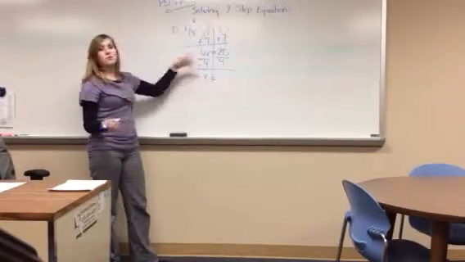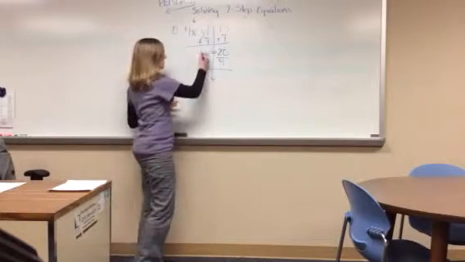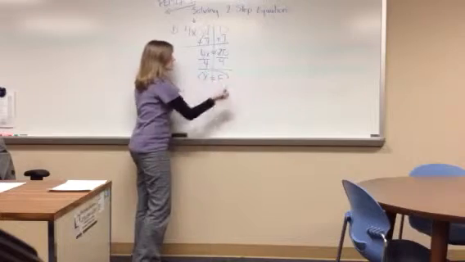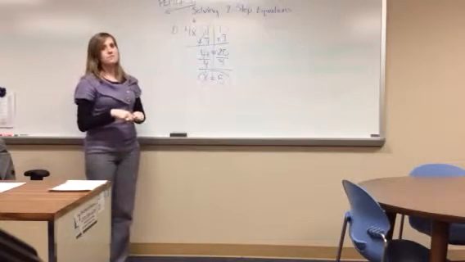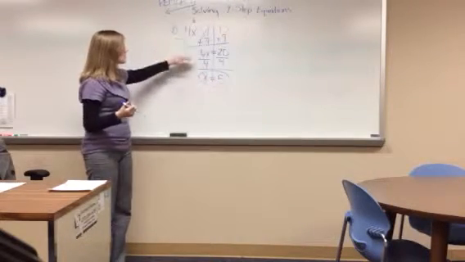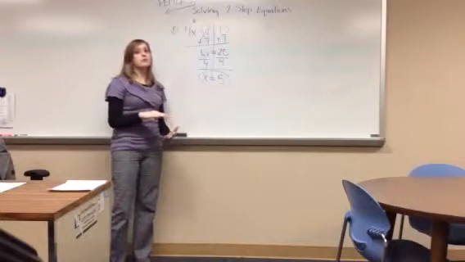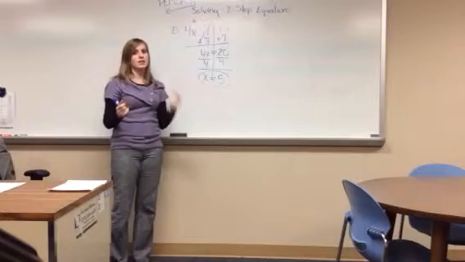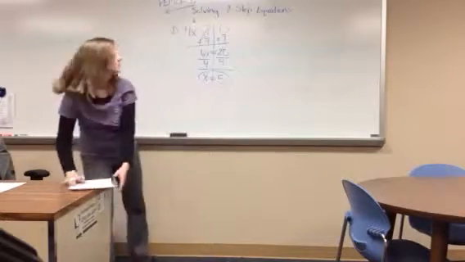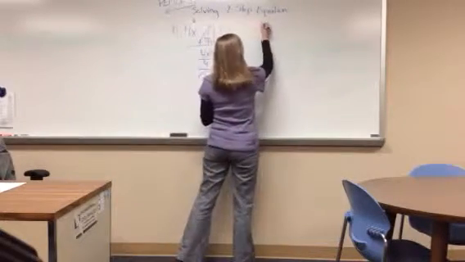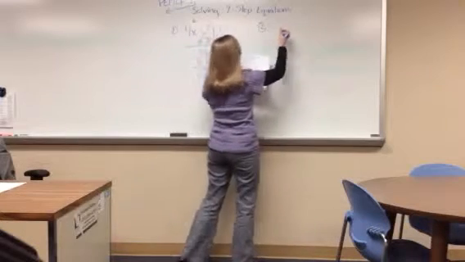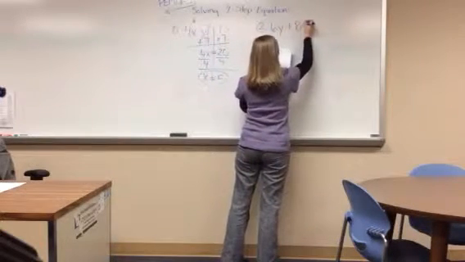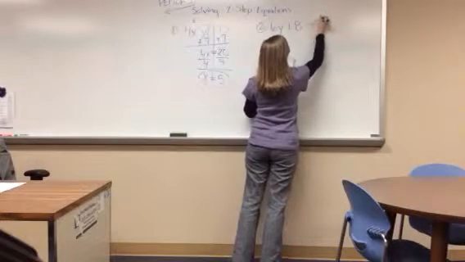4 divided by 4 is just 1, so they cancel. 20 divided by 4 is 5. So my answer is x equals 5. So you'll see the steps that we're using are exactly the same as what we learned for one-step equations. We just have to do 2 of them in one problem instead of just 1. Okay, let's take a look at number 2. We have 6y plus 8 equals negative 46.